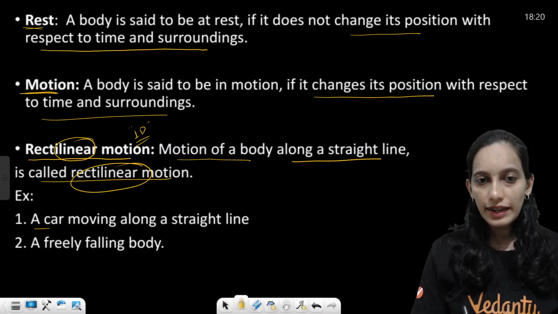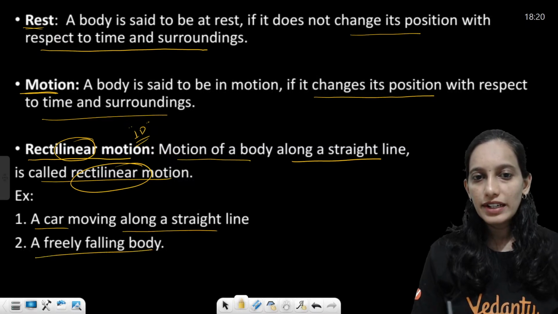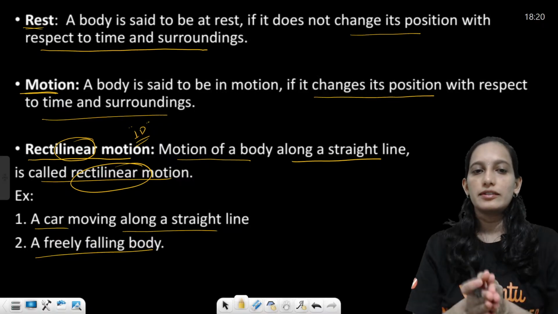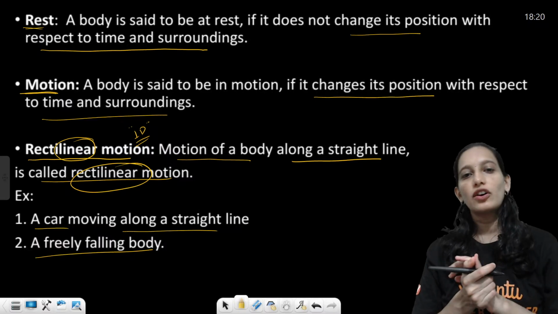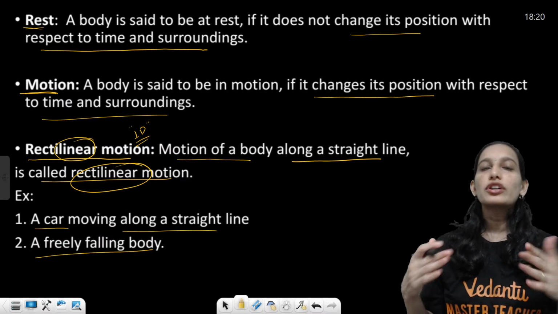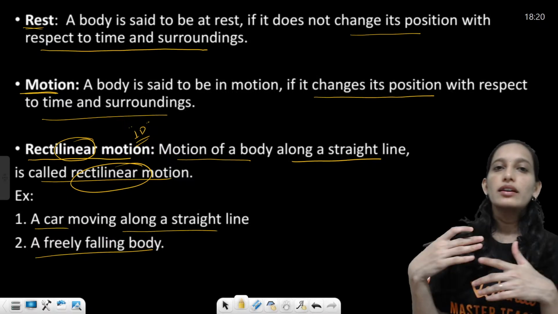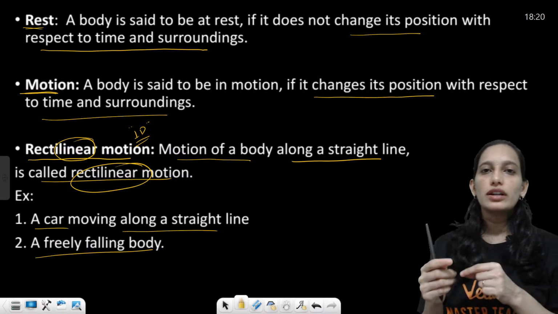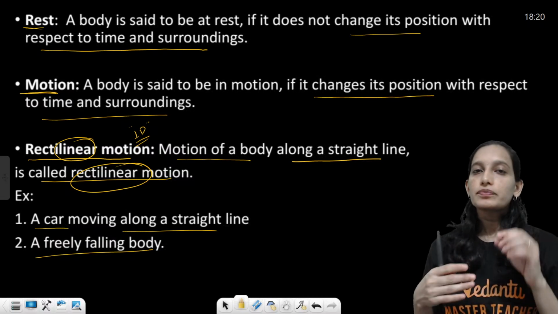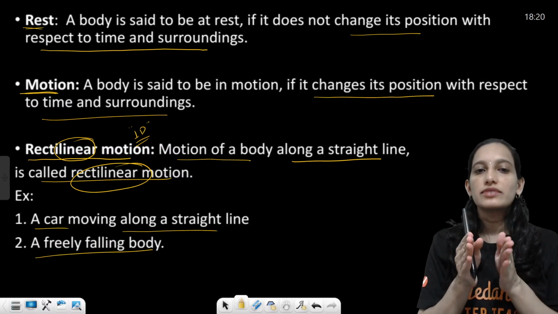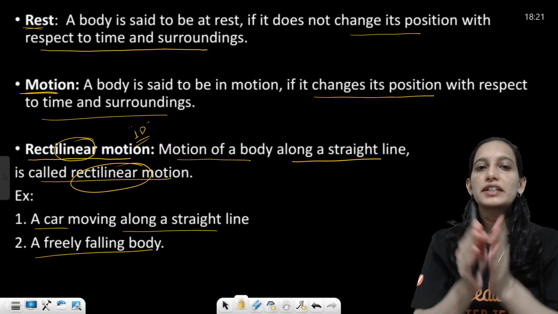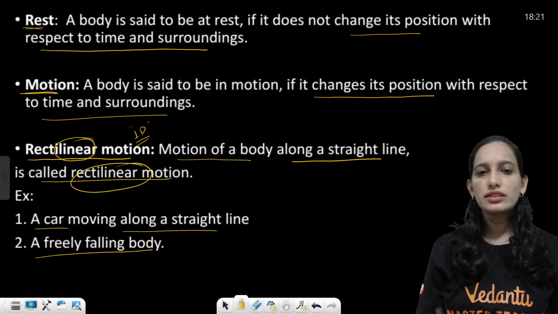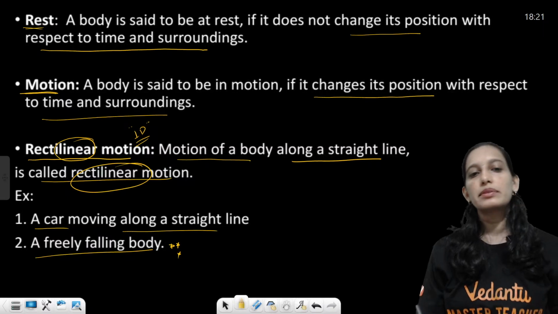Example yavadu? A car moving along a straight line, a freely falling body. If a car is restricted to move along a straight line, that is one example of rectilinear motion. Don't imagine the normal vehicle movement, because there it's going to be a two-dimensional motion. It's not just one direction, both x and y coordinates will be changing. But if we restrict the track to one particular direction, that can be considered rectilinear motion.